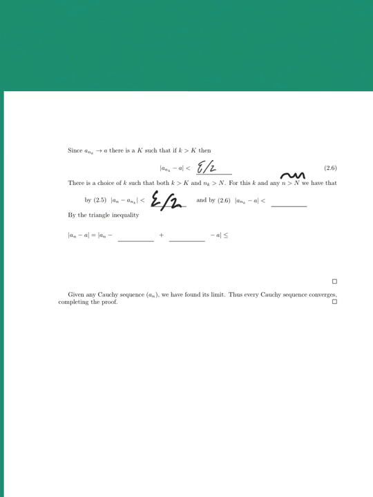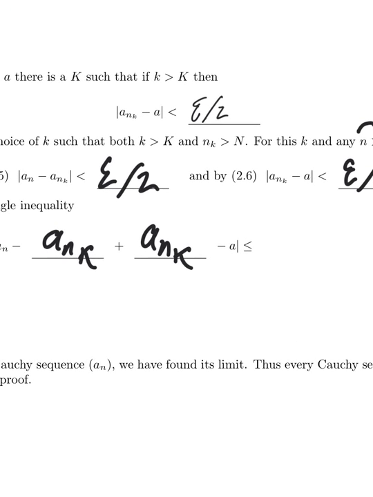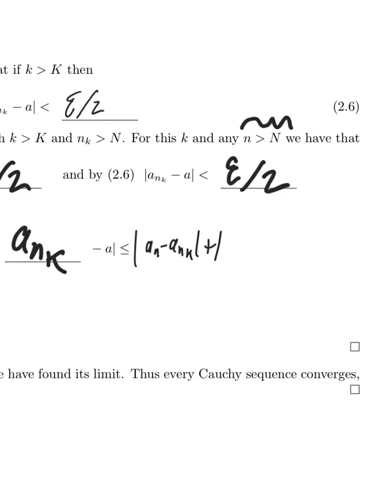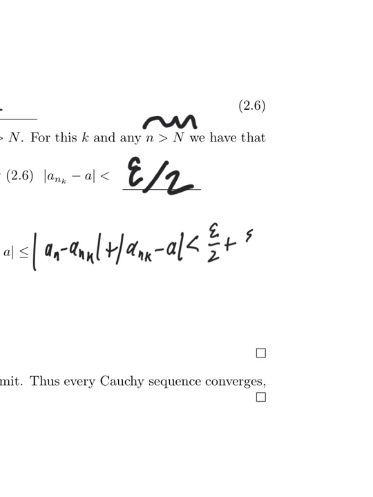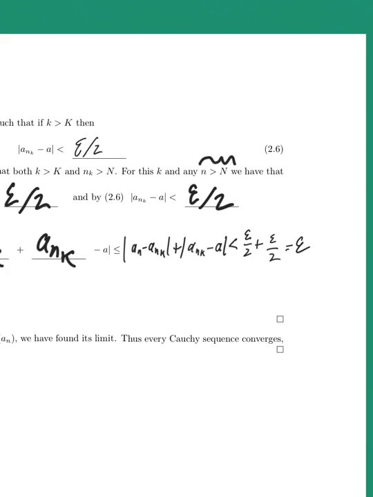Now, I also know that little k is bigger than big K, so this difference is less than epsilon over 2. So by the triangle inequality, the difference between a sub n and a is equal to the difference a sub n minus a sub n sub k plus a sub n sub k minus a. I add and subtract the thing that I know is simultaneously close to both of those things. That's less than or equal to the absolute value of a sub n minus a sub n sub k plus the absolute value of a sub n sub k minus a. That's less than epsilon over 2 plus epsilon over 2, which, hey, that's equal to epsilon.